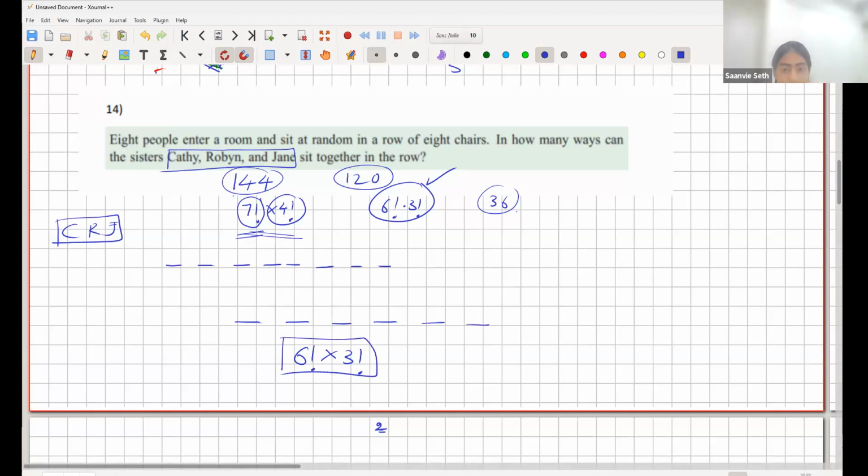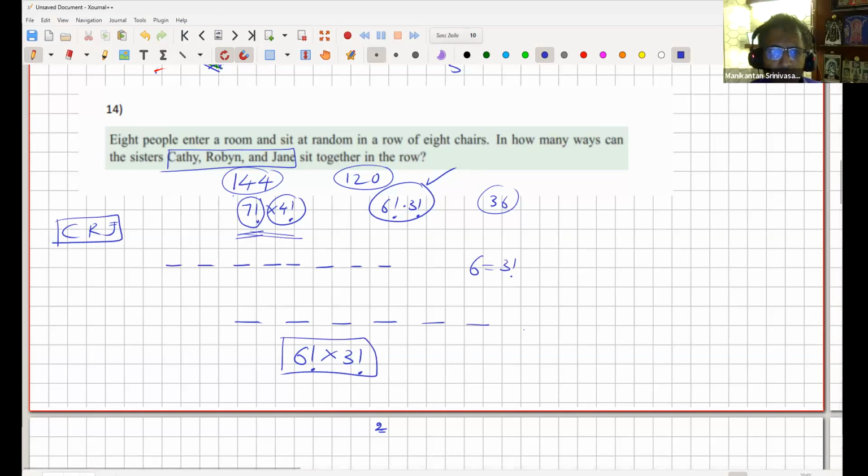There are 6 ways they can sit, and there are 8 rows. So 6 into 8, and then there are 3 people multiplied by 3. No, please slow down once more. There are 6 ways in which they can sit amongst themselves in one row. And then there are 8 rows. So I just multiplied 6 in.